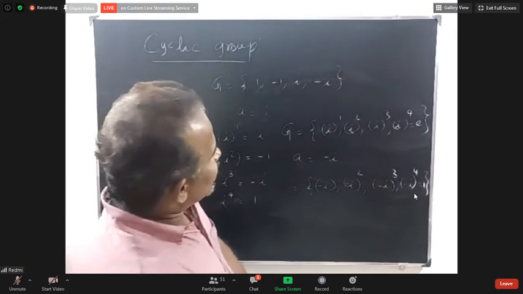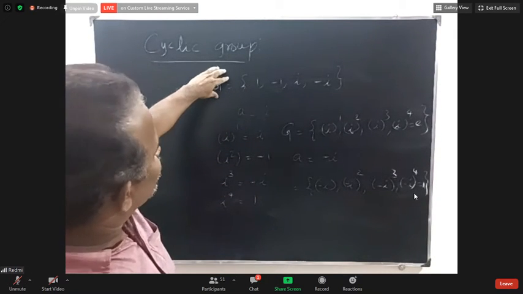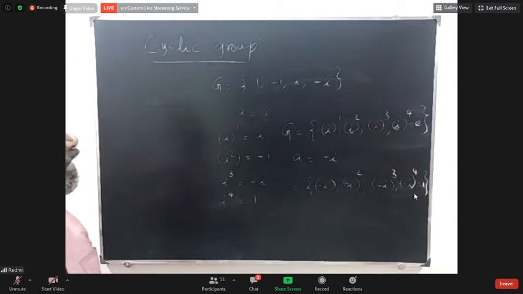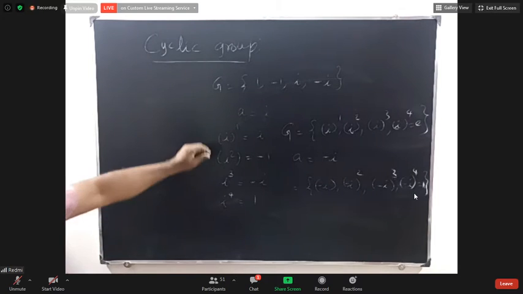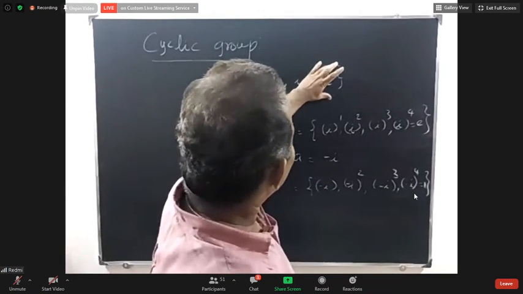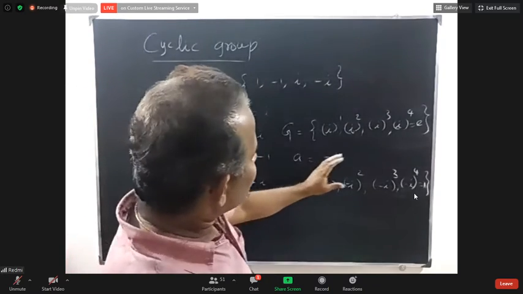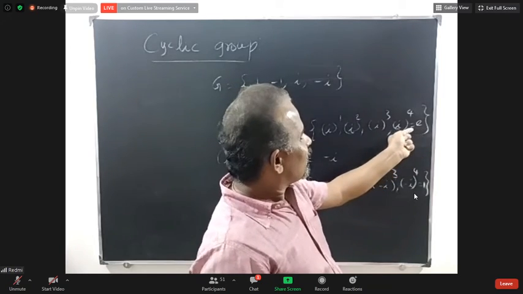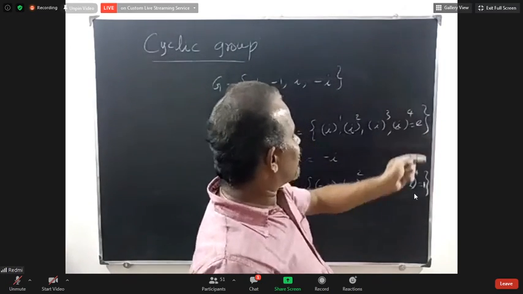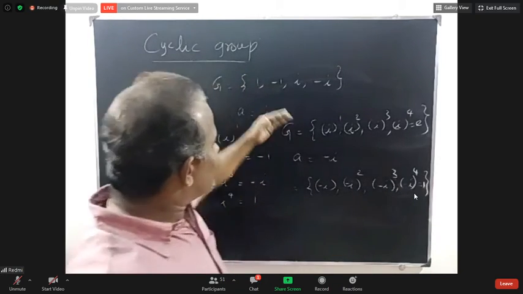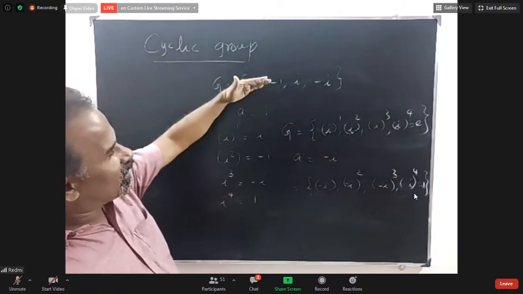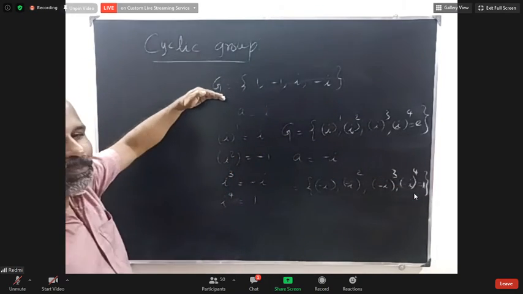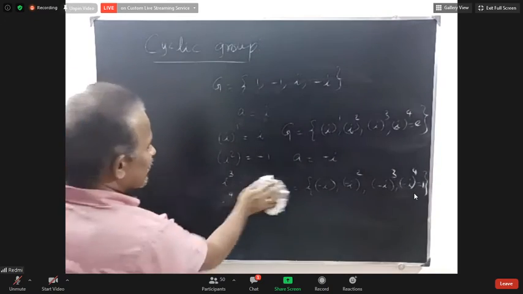Is there any relationship between the order of the group and the order of the generator? The order of the group is 4 here. What will be the order of the generator? The order of the generator is the least positive integer m such that a to the power m is equal to e. So here the order is 4, and here also the order is 4. So the order of the generator and the order of the group are both the same.